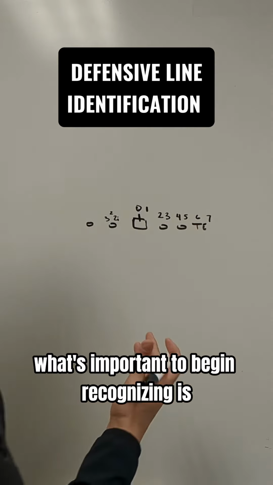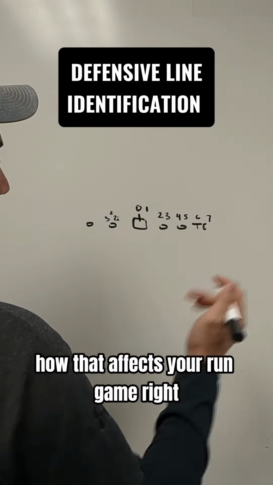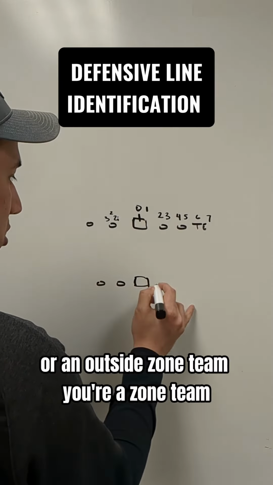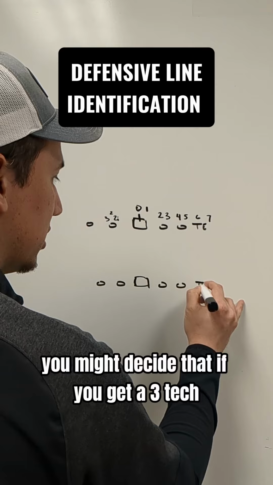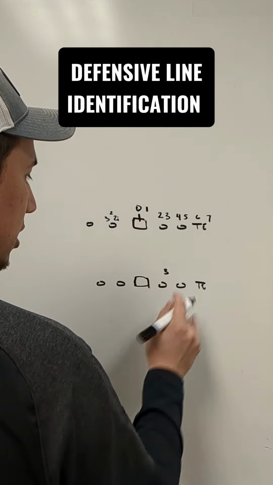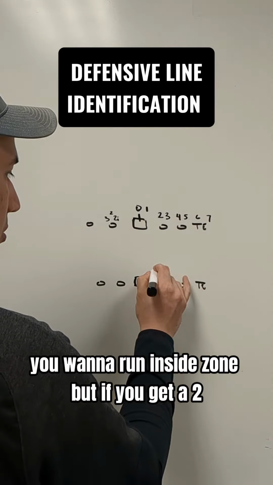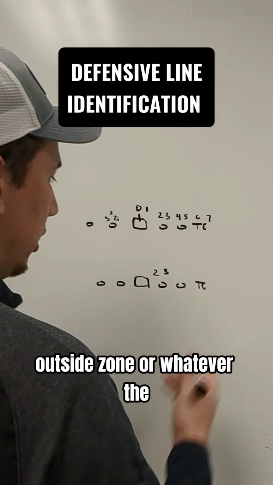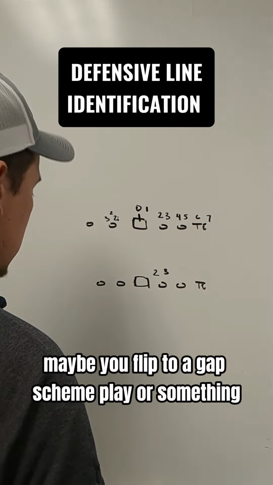What's important to begin recognizing is how that affects your run game, right? So some teams, let's say you're an inside zone or an outside zone team, you're a zone team, you might decide that if you get a three tech, you want to run inside zone, but if you get a two, you want to run outside zone, or whatever the case may be. Maybe you flip to a gap scheme play or something.